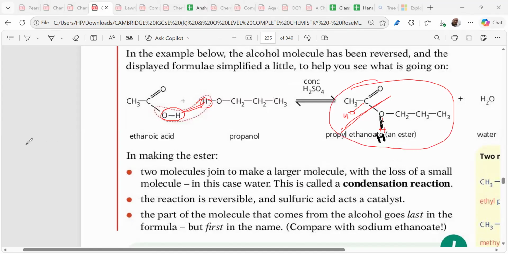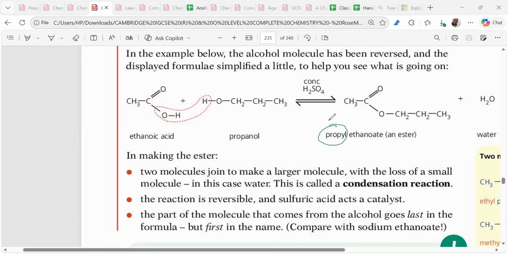90% of the marks will be coming from this. In the question they'll just give us propyl ethanoate and then ask us for the starting compounds. So what you do is first draw the displayed formula. It's very important, though we can get this without the displayed formula also. We can just write ethanol and propanoic acid.